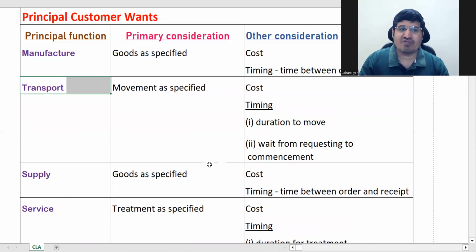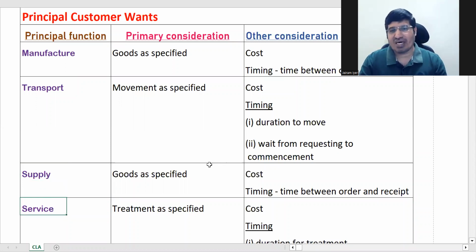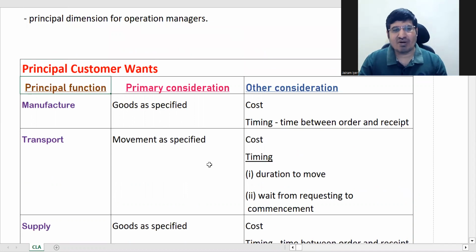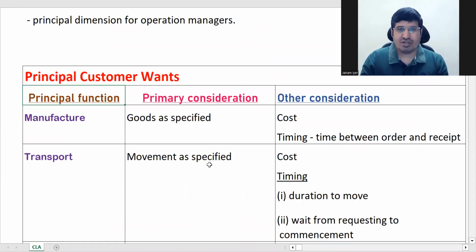Manufacture, transport if it is only transport business you are doing, or if both together you are giving, you call it supply. Okay, or service, right? Service also, when you give end service, it will be a supply. Okay, so these are the four ways you can see it. Okay, principal functions. So here, okay, now next thing we are going to see is what is the primary consideration and what is the secondary or other consideration.